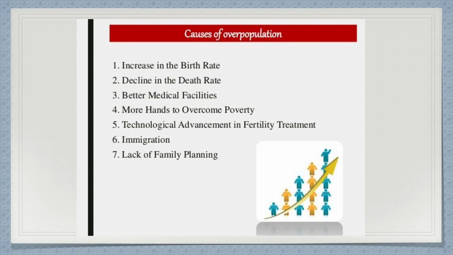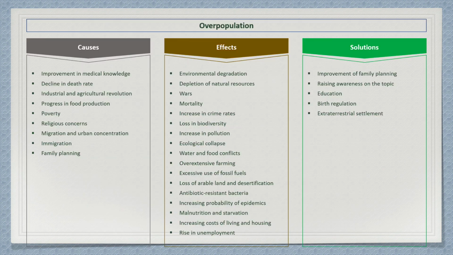The main causes of overpopulation are increase in the birth rate, decline in the death rate, better medical facilities, more hands to overcome poverty, technological advancement in fertility treatment, immigration, and lack of family planning. There are many negative effects of overpopulation like environmental degradation, depletion of natural resources, increase in crime rates, increase in pollution, water and food conflict, excessive use of fossil fuels, malnutrition and starvation, and rise in unemployment, etc.